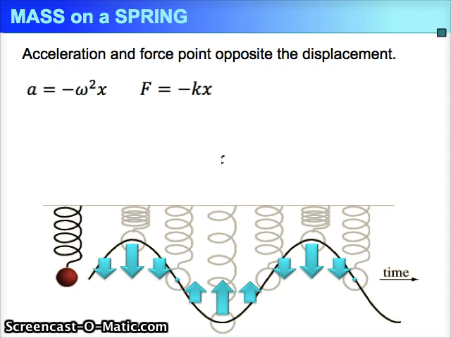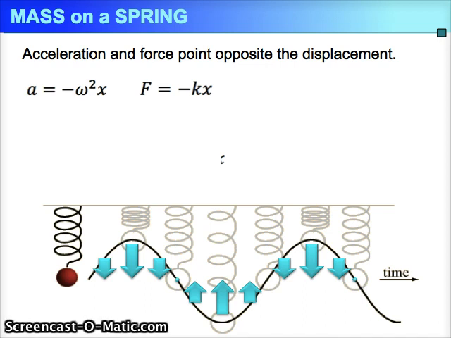And so what we're going to look at here is to see how the ideas of a mass on a spring truly are simple harmonic, and learn how to use the characteristics of the spring itself, and also the mass of the object on the spring, to help us determine how quickly the system oscillates.